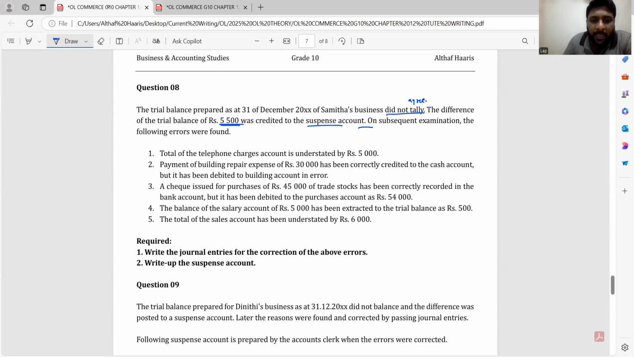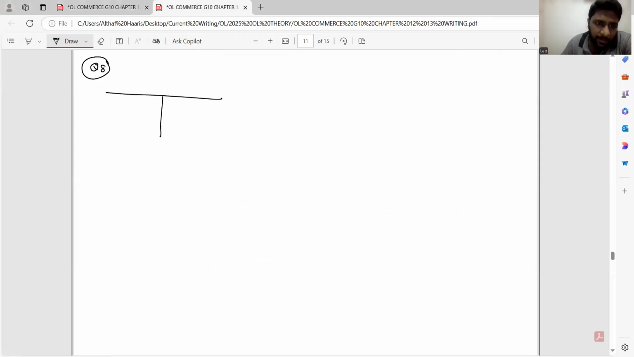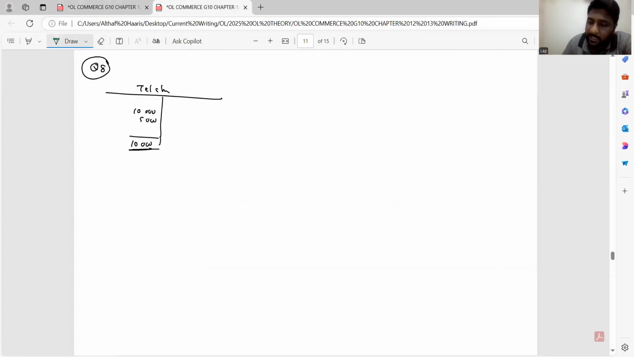The total of telephone charges account is understated. That means under total. For example, we don't make a telephone charges account here. Here you have 10,000, another 5,000. Mistakenly, you have totalled it as 10,000. Then in order to correct it, what should you do? The correct one is 15,000. Put that 5,000 and correct it. Make it 15,000.